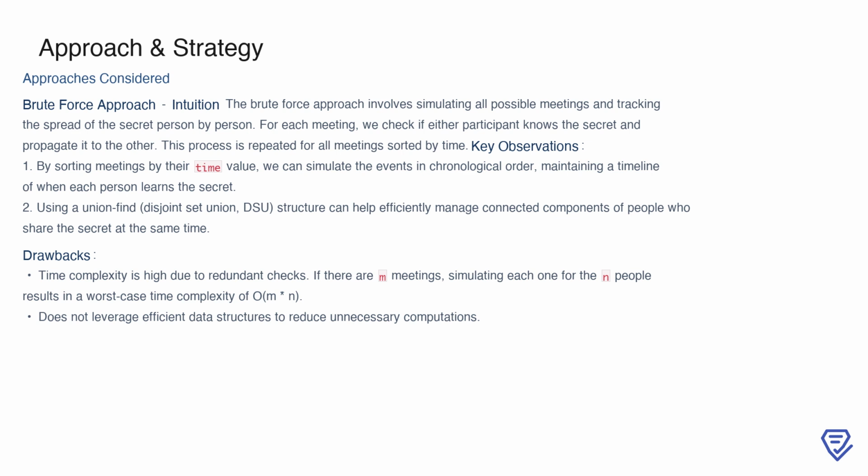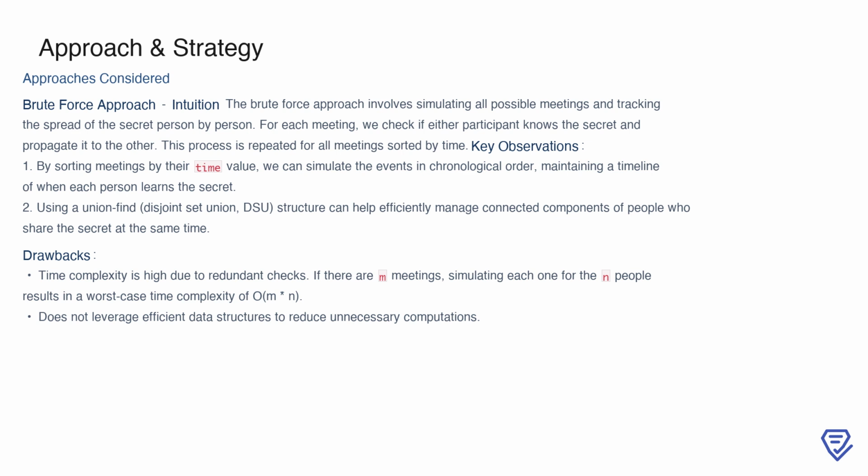To begin exploring this problem, let's first consider the brute force approach. The intuition here is to simulate all possible meetings and track how the secret spreads from one person to another. For every meeting, we check if either participant already knows the secret and, if so, propagate it to the other participant. This process is repeated for all meetings, which are sorted by their time value. Sorting the meetings chronologically helps us maintain a clear timeline of when each person learns the secret. Now, to optimize this approach, we can use a union-find data structure, also known as disjoint set union or DSU. This allows us to group people into connected components, essentially clusters of individuals who share the secret at the same time.